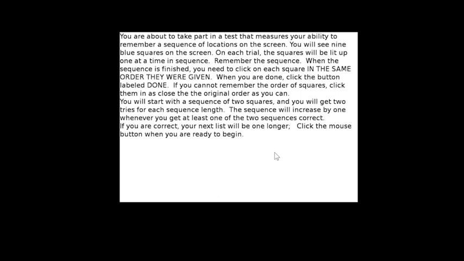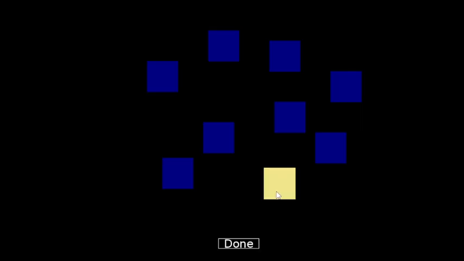You will first perform 3 practice trials to become familiar with the test. This will not affect your score. Okay, so click on the mouse, and this is the screen that appears. The squares start lighting up. The blue squares will become yellow, and then once you have selected, you can click on, and this is what happens.